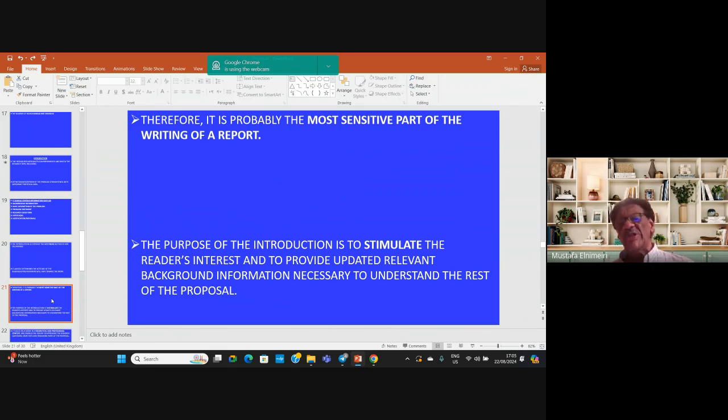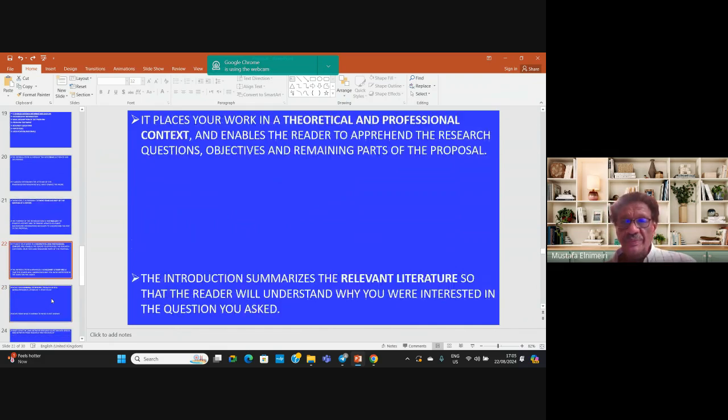The purpose of the introduction is to stimulate the reader's interest and to provide updated, relevant background information with cited references necessary to understand the remaining part of the proposal. It places the work in a theoretical and professional context, for example, to enable the readers to apprehend the research question, the objectives, the remaining parts of the proposal, and which design you are planning to use. The introduction summarizes the relevant literature so that the reader will understand why you are interested in these questions and are trying to find answers to your research questions.